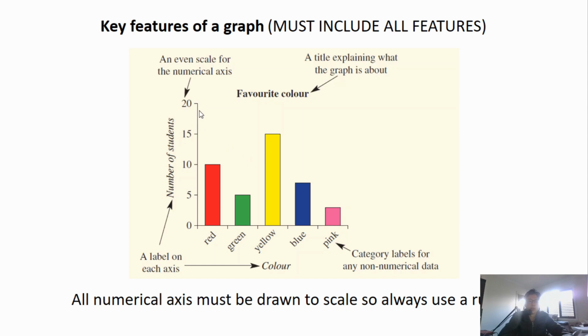The next thing the graph needs to have is a label on each of the axes. This one has number of students and the color down here. They both need to be labeled every time you draw a graph. And also you need category labels for any non-numerical data.